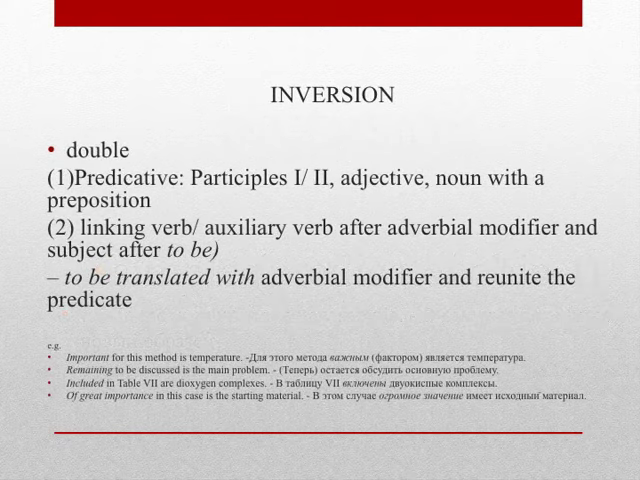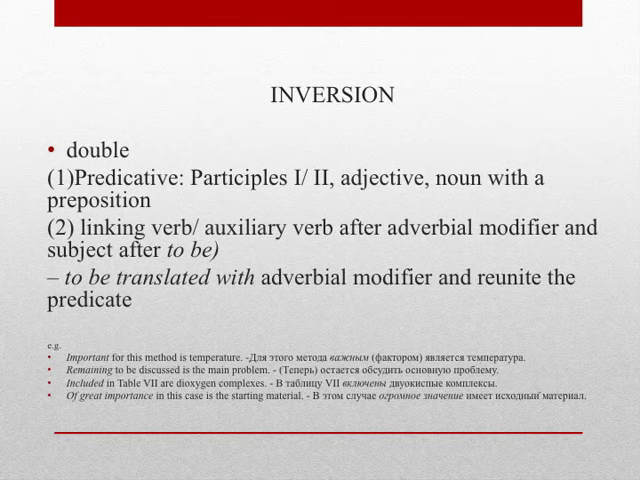As for the double inversion, here we have a bit more transformations. Well, the first transformation is that the predicative is put to the front position in a sentence. And in this case, the predicative, именная часть составного сказуемого, right? The one that follows the link verb normally. And the predicative may be expressed by participle first or second, adjective, noun with the preposition. So the predicative is put in the beginning of the sentence, right?